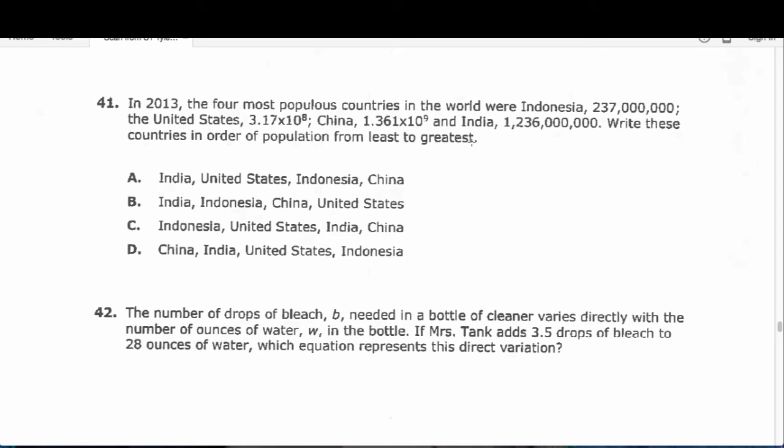A. India, United States, Indonesia, China. B. India, Indonesia, China, United States. C. Indonesia, United States, India, China. D. China, India, United States, Indonesia.